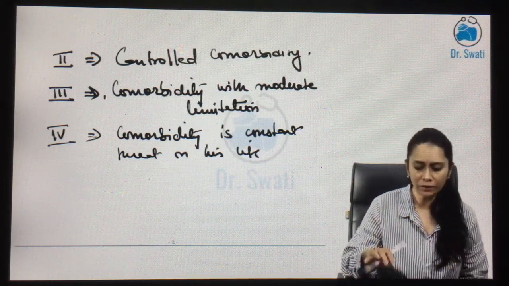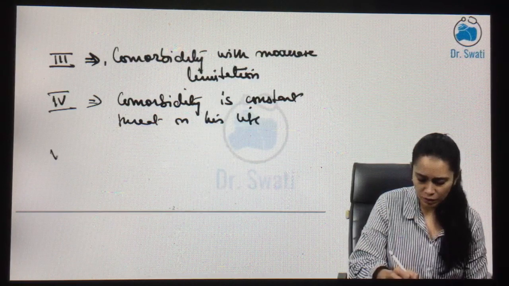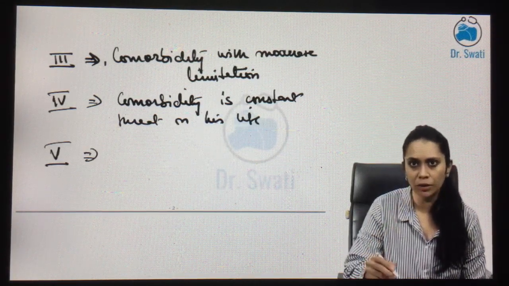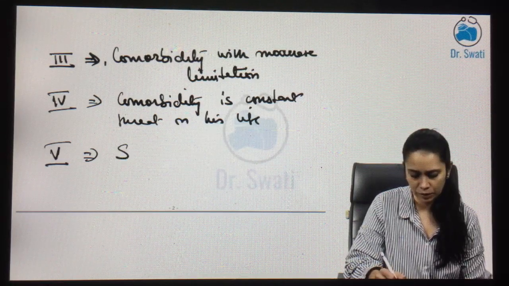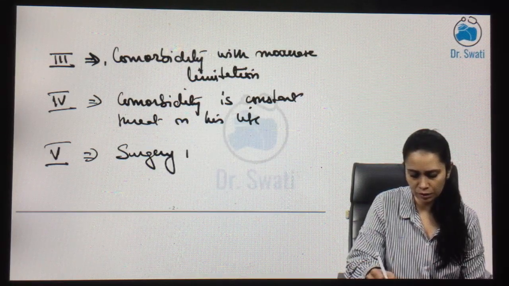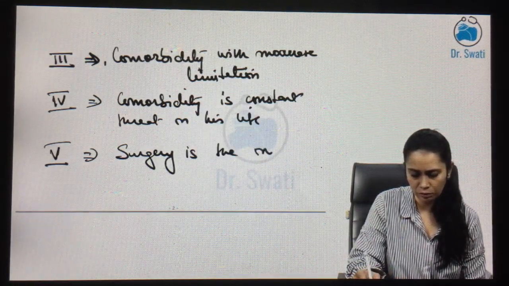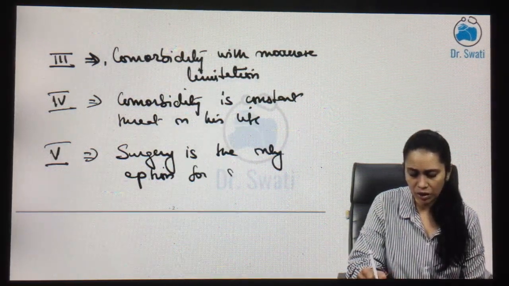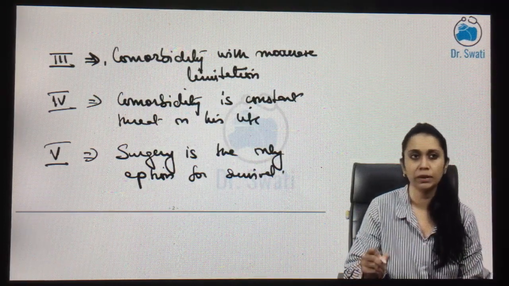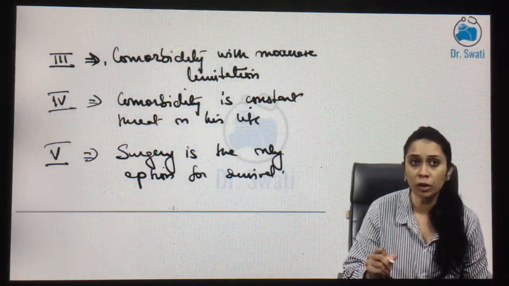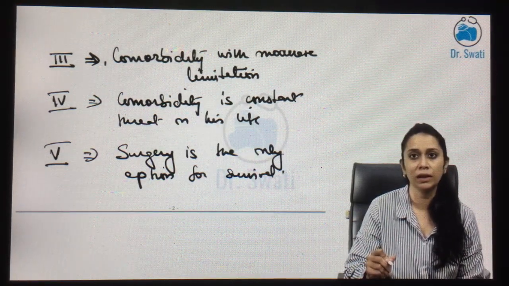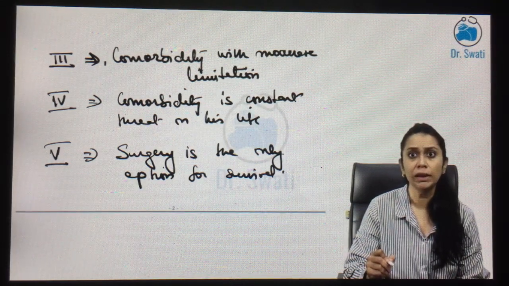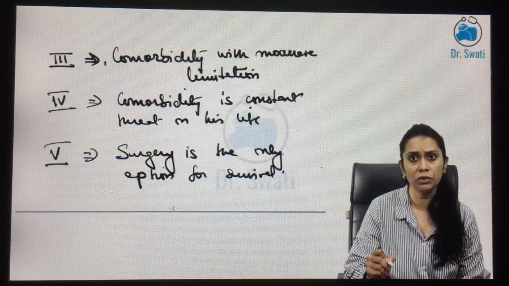Okay. ASA grade 5. Surgery is the only option for survival. Patient will die if not operated. Even if patient is operated, there is a huge chance that he will die. Whatever chance he has is if the surgery is successful. In desperation, we put the patient for surgery.